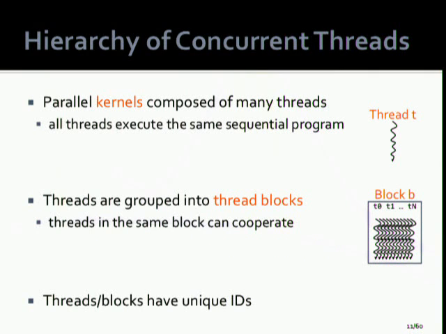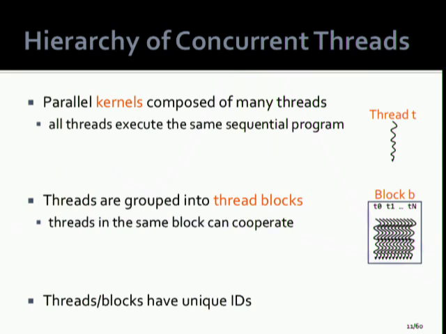The idea is that we write programs using a hierarchy of concurrent threads. We write a kernel, which is going to be some parallel function invocation. And this kernel is going to be composed of many threads. Like I said before, it takes on the order of 25,000 threads to fill up a Fermi class machine, a single chip.